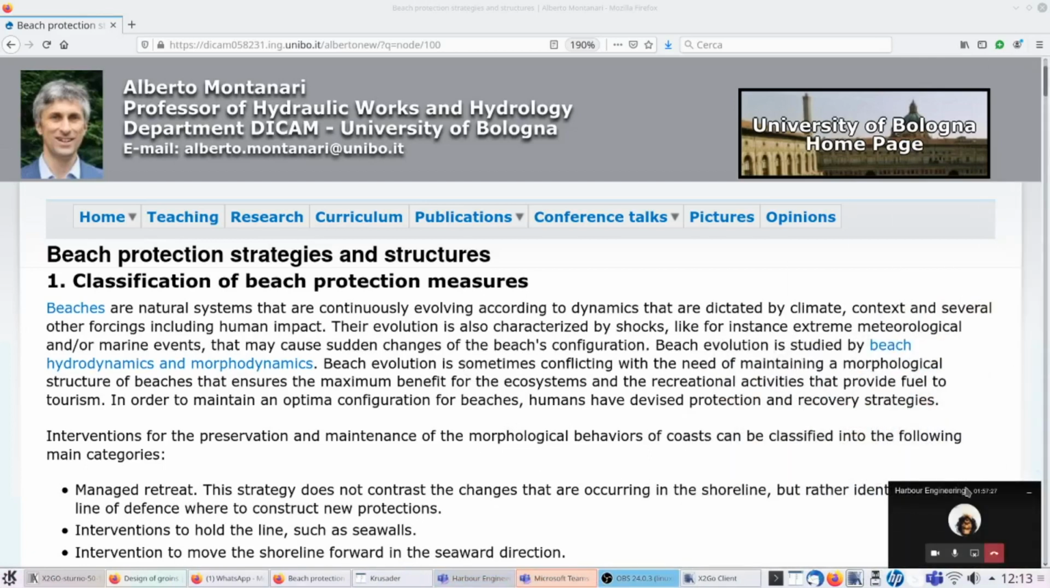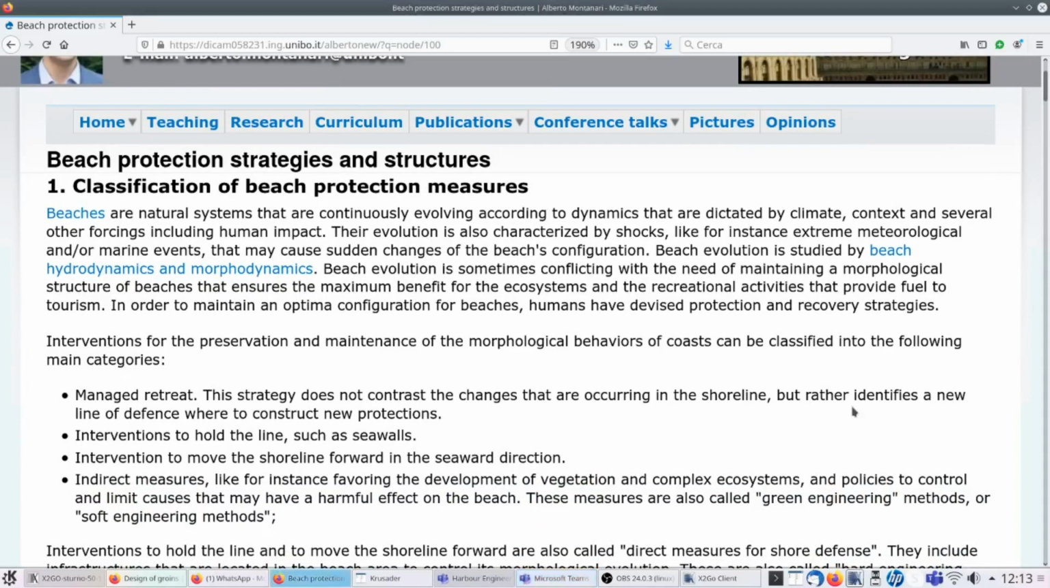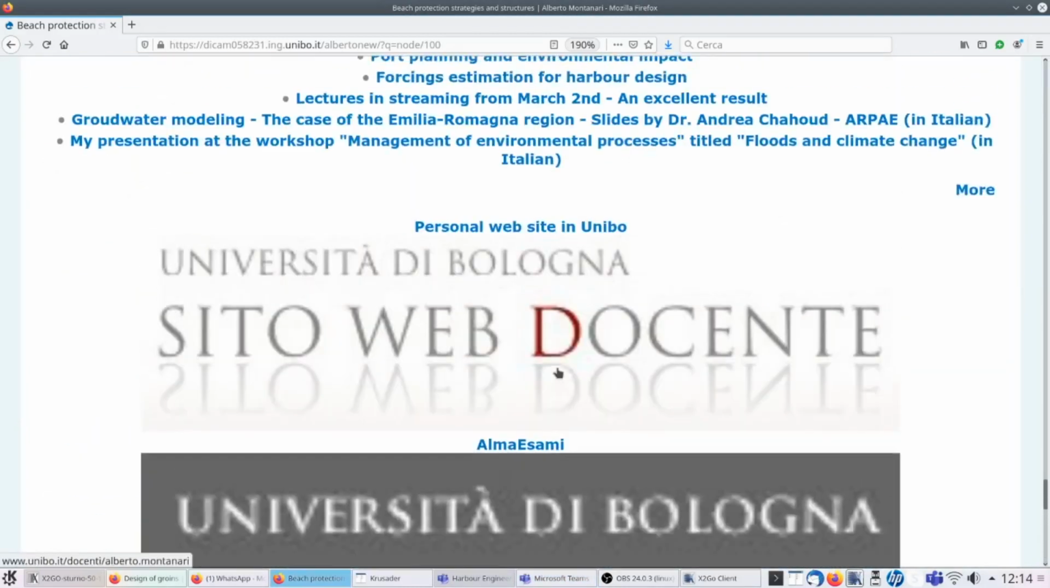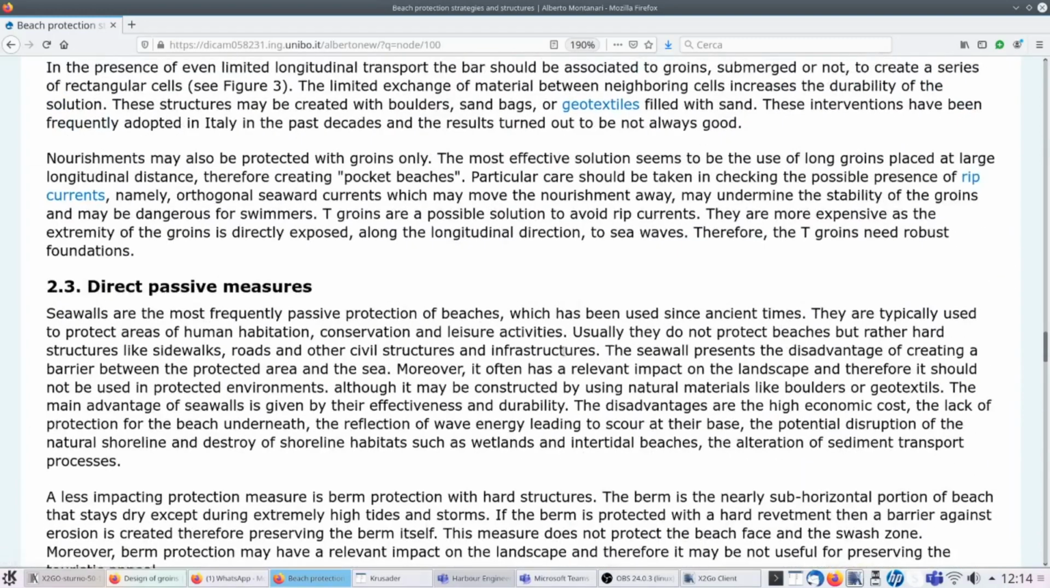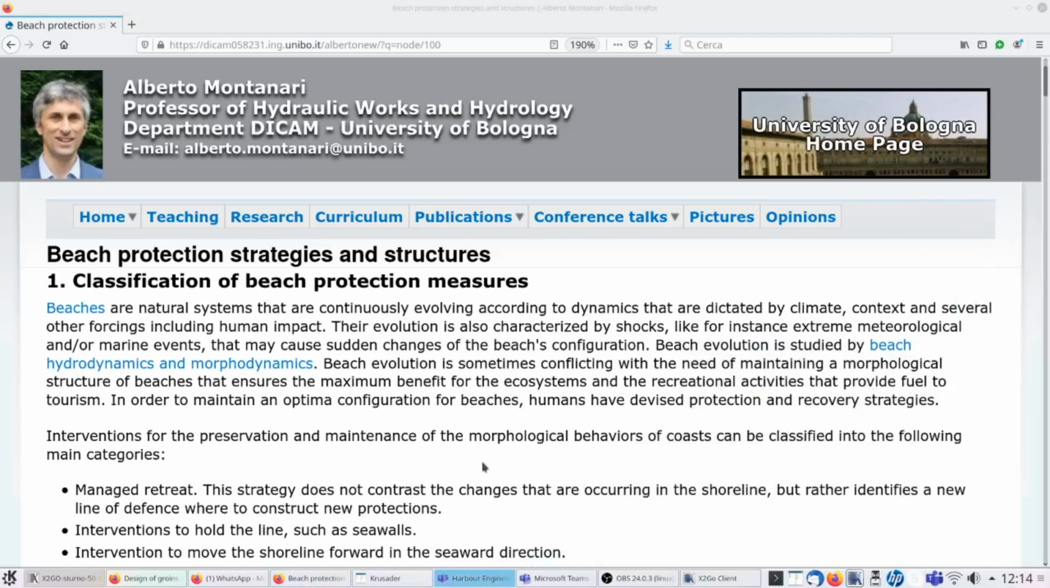Okay, so let's discuss beach protection strategies and structures. And first of all, let's talk about classification of beach protection measures. Okay, so let's talk about classification. As I said, classification is useful in order to help us remember what we are talking about and fix it in mind.